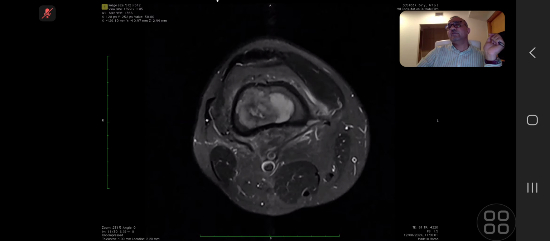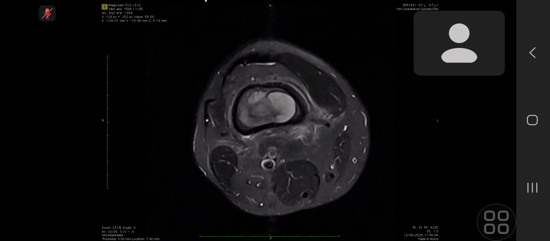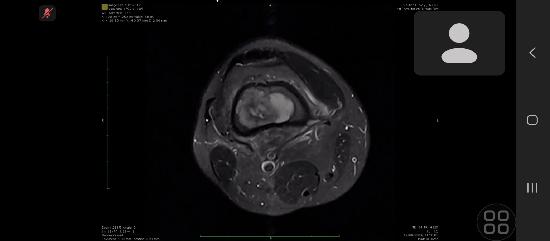Does it add to what you've already said? Yeah, I don't think there's much to add. It's all well centered within the medulla only, and I can't see any definite cortical involvement in this.